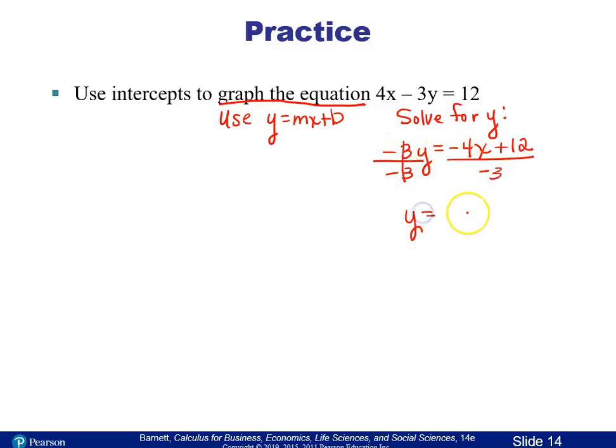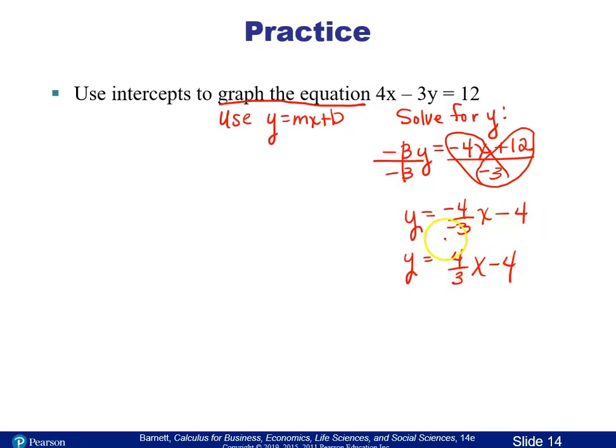So I'll have y equals, and for the purpose of graphing, I would say that it is better to go ahead and simplify these. So you want to do what I sometimes refer to as the bunny ears. So you want to put both parts over the -3. So it'll be -4 over -3 with the x, and then 12 over -3 would be -4. And we want to go ahead and simplify those two negatives and make it a positive.